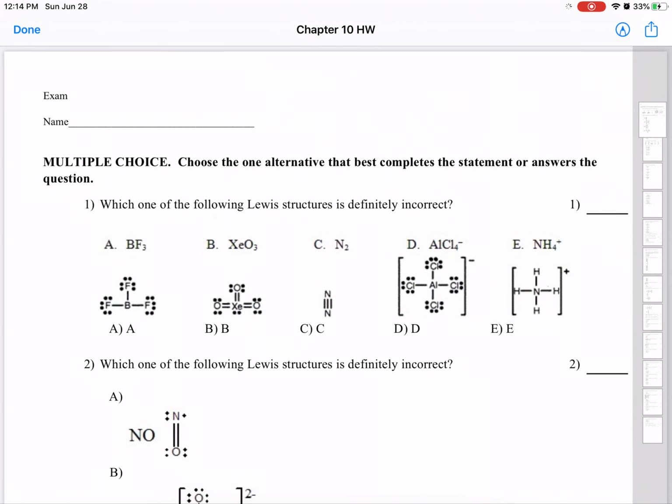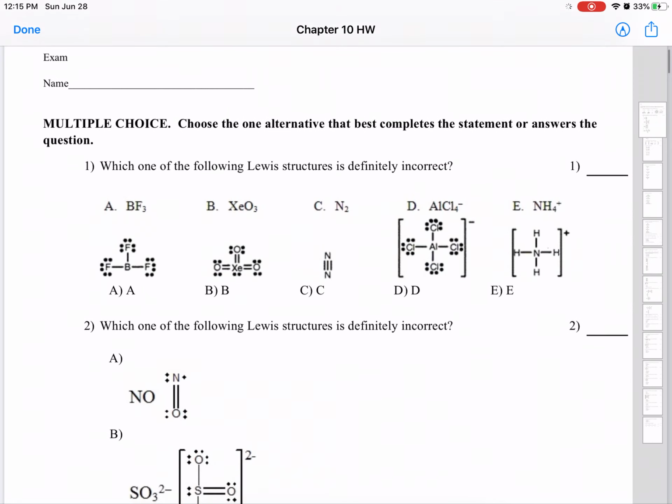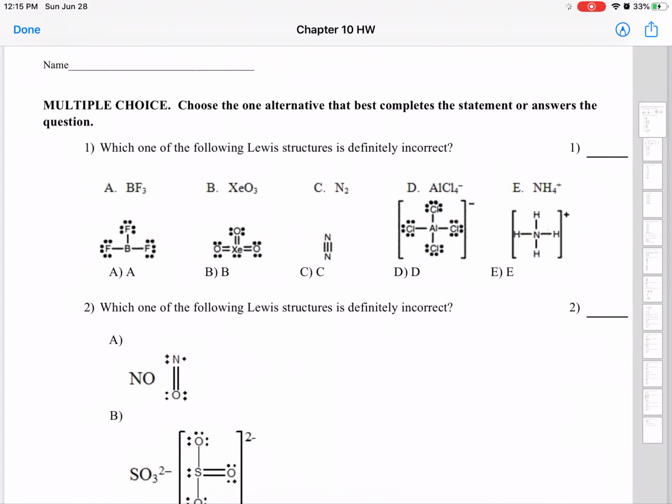Hello everyone, this is chapter 10. I'm going to help you with some problems over here. So the first one: which one of the following Lewis structures is definitely incorrect?